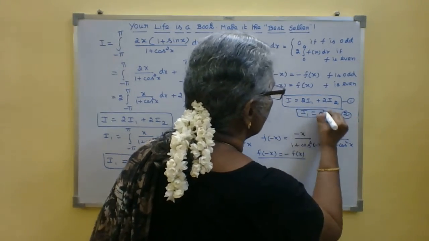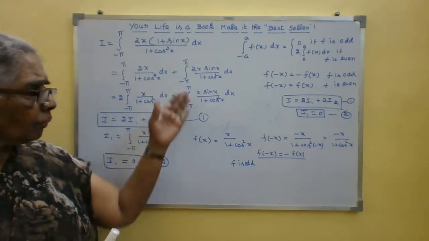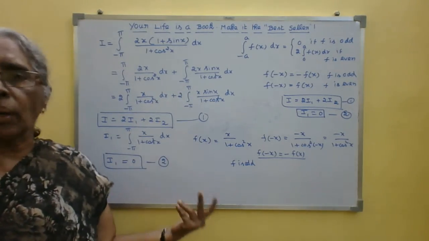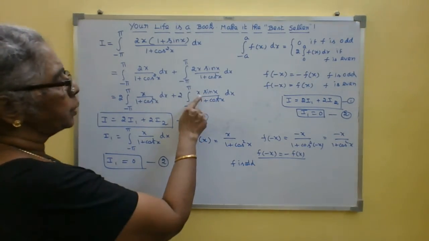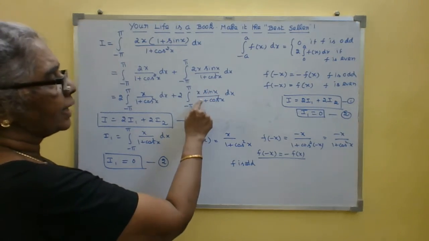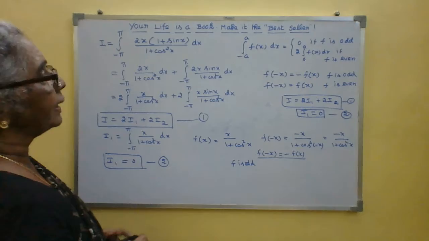Let me keep this also separate. So now I1 is over. There is no need for me to integrate it because I got the answer as 0. Now let me go to I2. Okay. The I2 is x sin x by (1 plus cos squared x) dx and the limits are minus pi to pi.